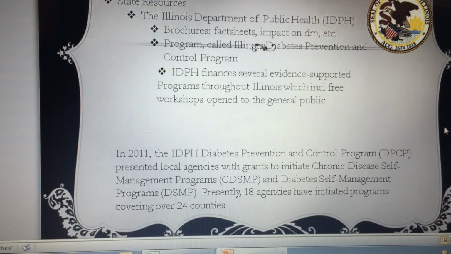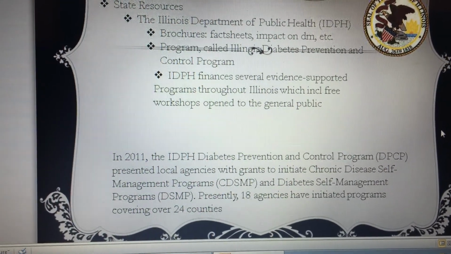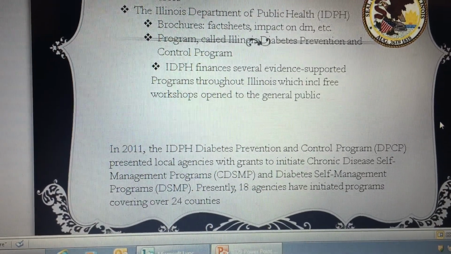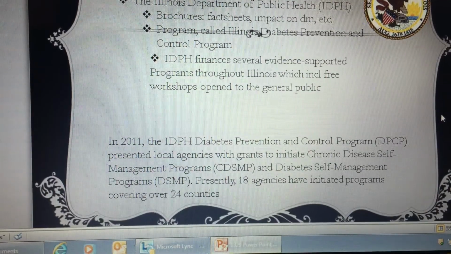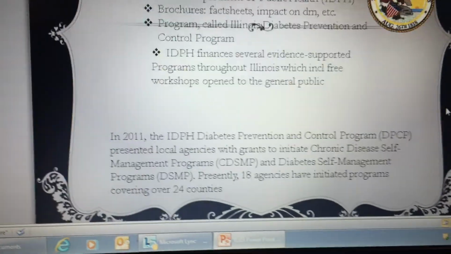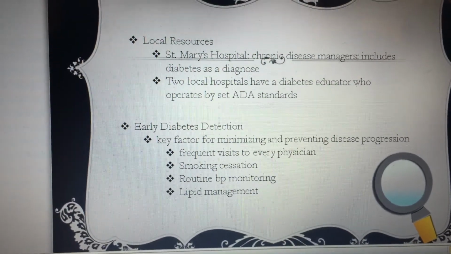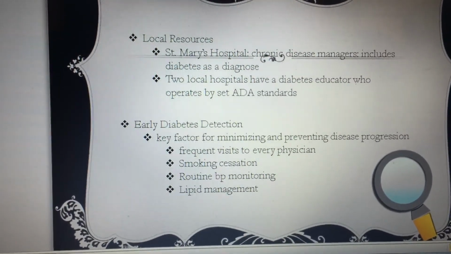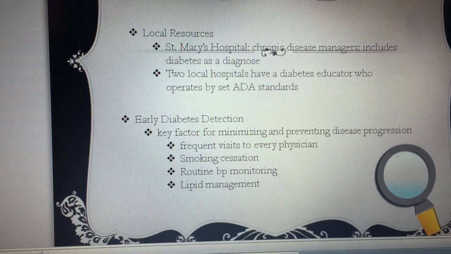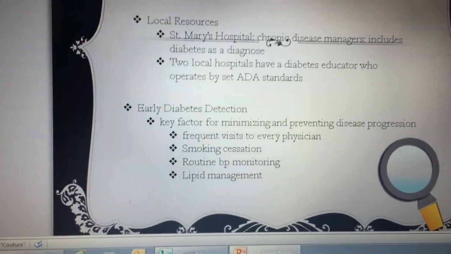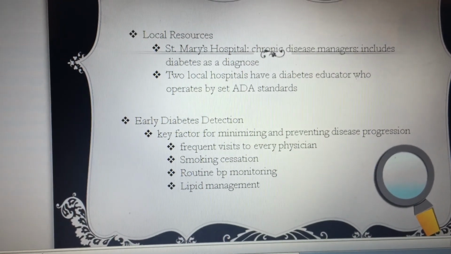In 2011, the IDPH Diabetes Prevention and Control Program presented local agencies with grants to initiate the Chronic Disease Self-Management Program and Diabetes Self-Management Program. Presently, 18 agencies have initiated programs covering over 24 counties. Local resources include St. Mary's Hospital, having chronic disease managers, and one of their chronic disease diagnoses is diabetes. Two local hospitals have a diabetes educator who operates by the set ADA standards.